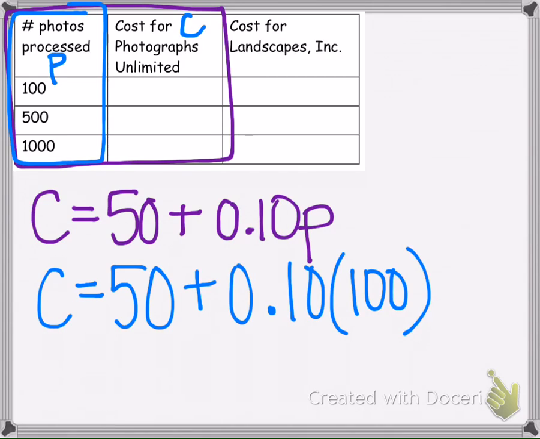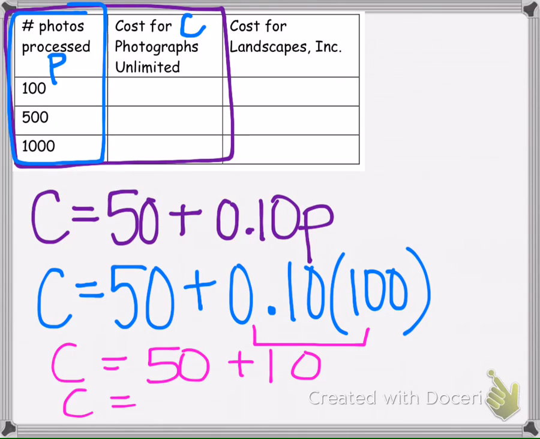So if we evaluate here, we have 0.1 times 100 is 10, plus the $50 monthly fee. We would get that the cost for 100 photos is $60. Now we're going to go ahead and repeat this for 500 and 1,000.